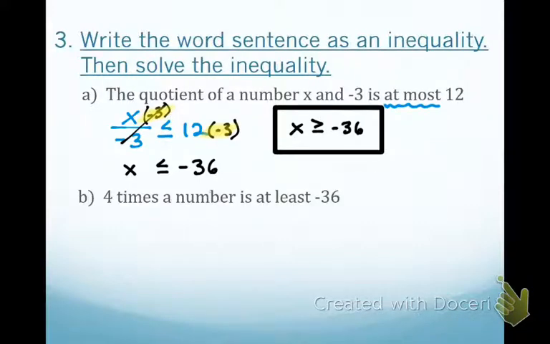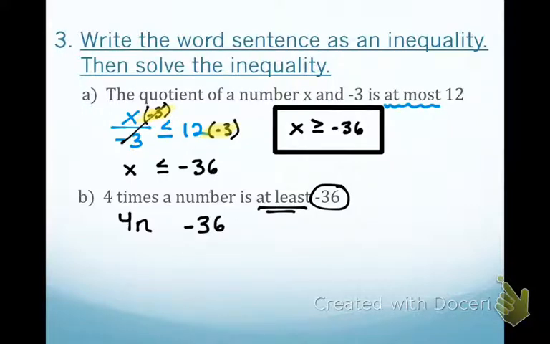All right, try problem B on your own. All right, here we go. 4 times a number is at least negative 36. How would I write 4 times a number? 4x, 4n, 4c, it could be anything. But when you have the 4 next to the letter, we know that means to multiply. Next up, we know it's going to be at least negative 36. So I'm going to go ahead and write negative 36.